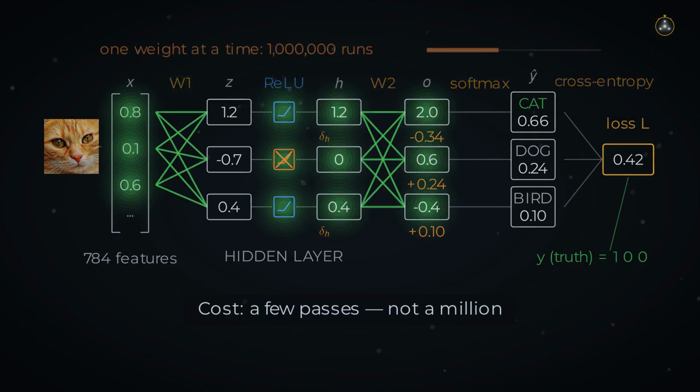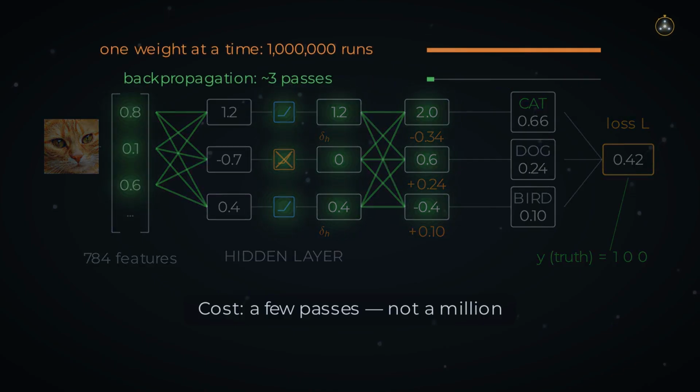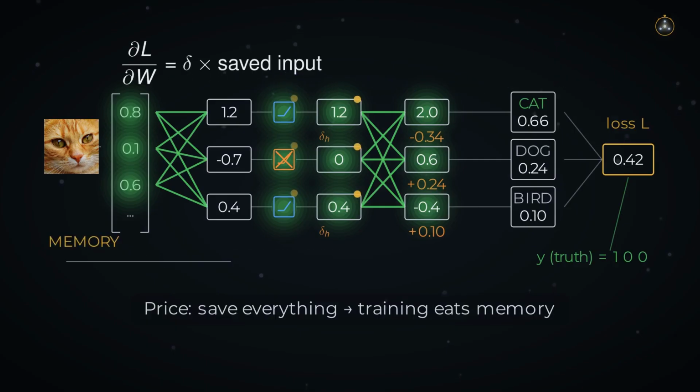Now the bill. One at a time would be 1,000,000 runs, the orange bar. Backpropagation is 1 forward pass plus 1 backward, the green sliver. That gap is what makes deep learning possible. The price is memory. Every derivative is delta times a saved value, so the hidden layer, the gates, even the input all wait in memory until backward has used them. Watch the bar fill. Training eats far more memory than just running the network.